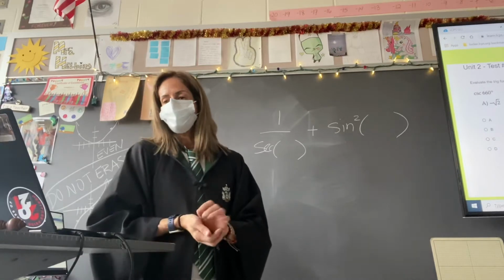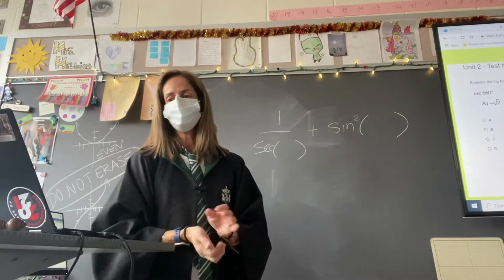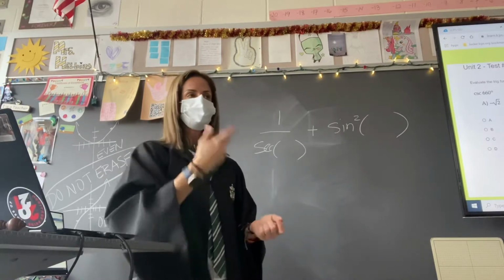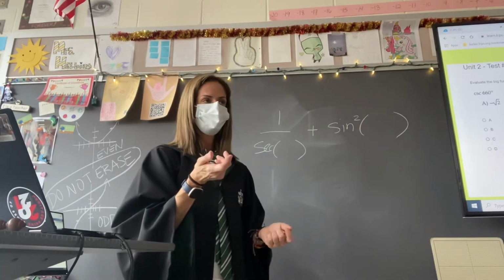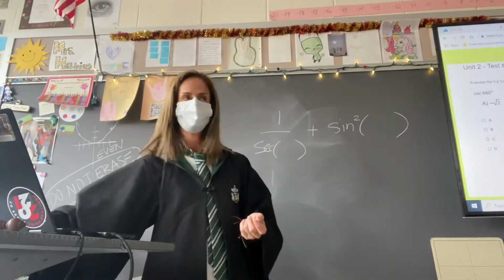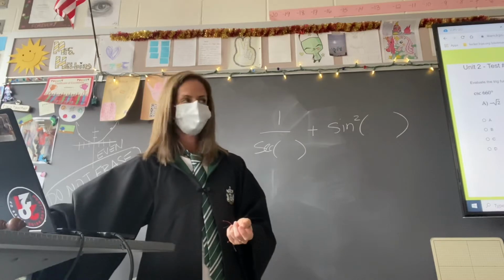For number 7, it asks you to evaluate the trig function. So you need to know what the reciprocal function is. Figure out what that is using the unit circle, and then flip it and possibly rationalize the denominator.